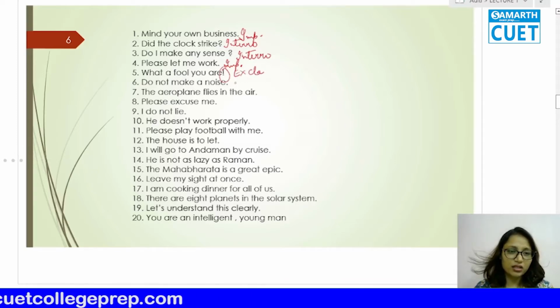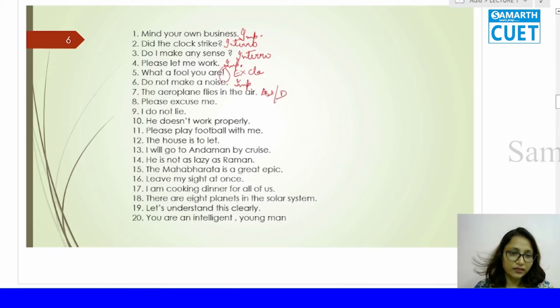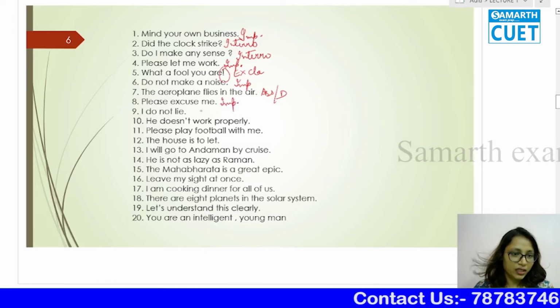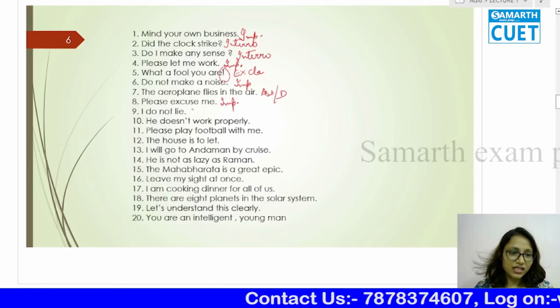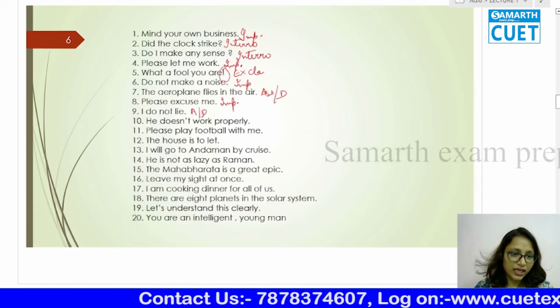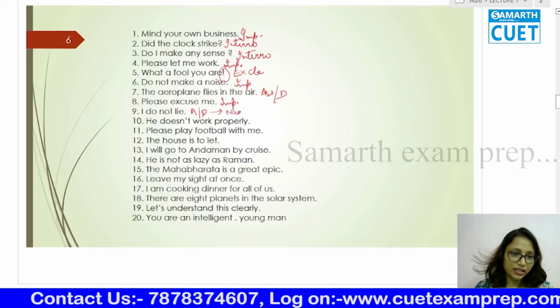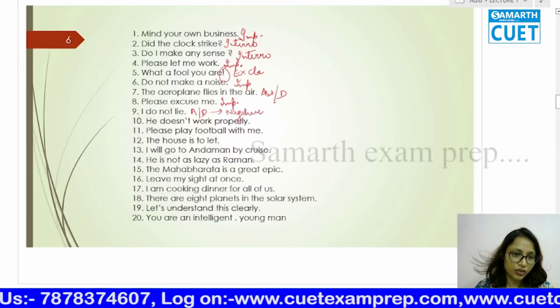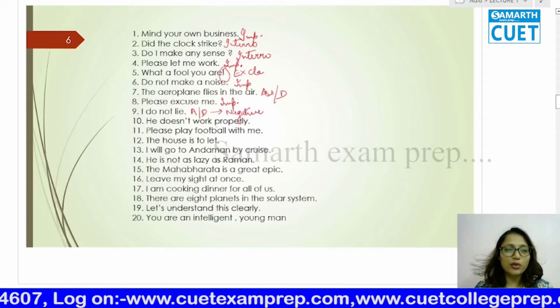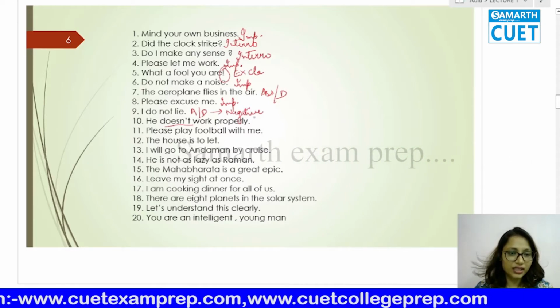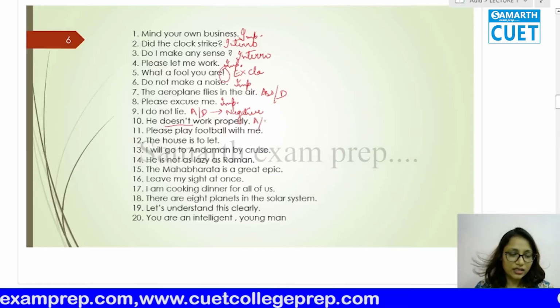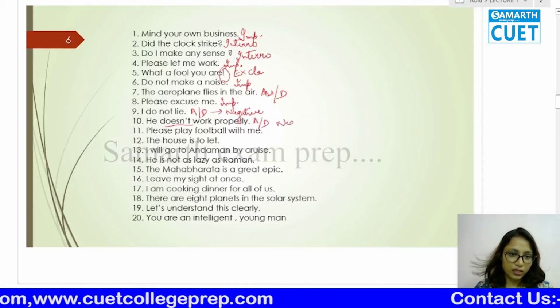Do not make a noise. Imperative. The aeroplane flies in the sky. Assertive or declarative. Please excuse me. That is imperative because you're requesting. I do not lie. I am stating it. So this is assertive and declarative, but here it is a negative too. So I am just telling you for extra information. He doesn't work properly. Again, doesn't work properly. This is assertive or declarative with a negative one.